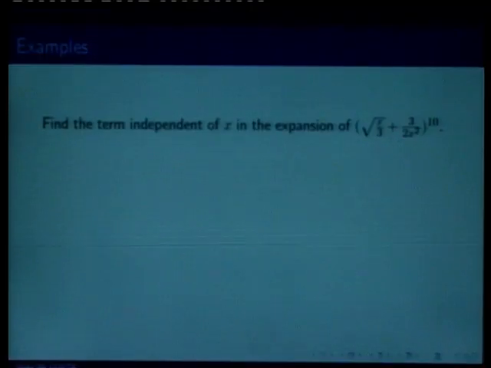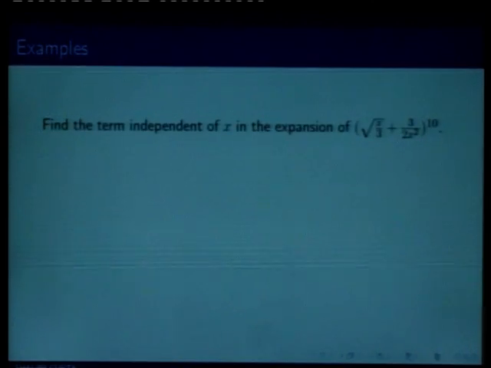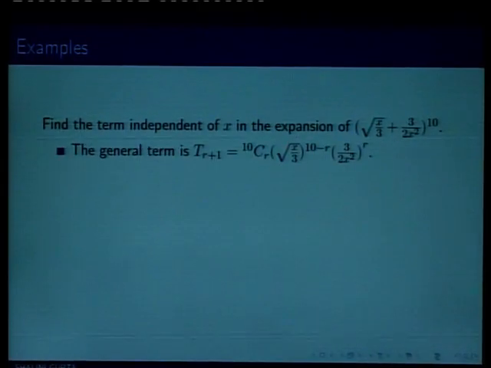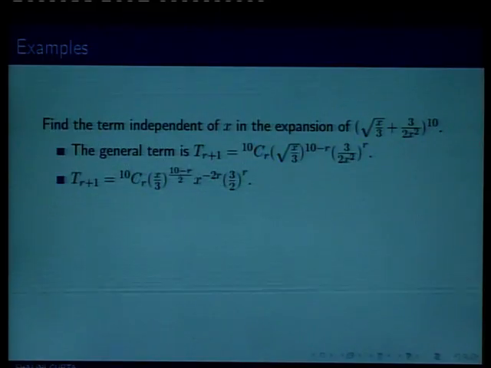So, what we have done, let us recall. The problem was to find the term independent of x in the expansion of (under root of x by 3 plus 3 upon 2x square) raised to power 10. So, here n is 10. We have written the general term, which is equal to 10Cr (under root of x by 3) raised to power 10 minus r into (3 by 2x square) raised to power r. On simplifying this, we obtained that the (r plus 1)th term is equal to 10Cr (x by 3) raised to power (10 minus r) upon 2 into x^(minus 2r) into (3 by 2)^r.